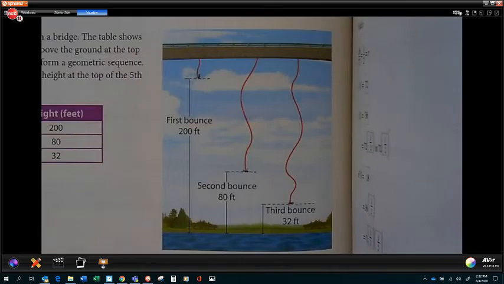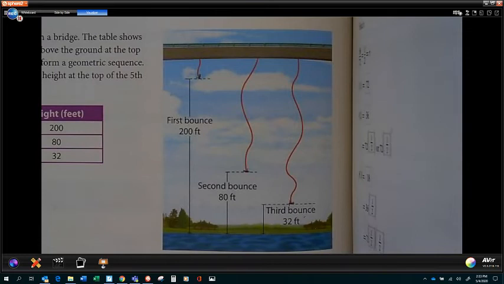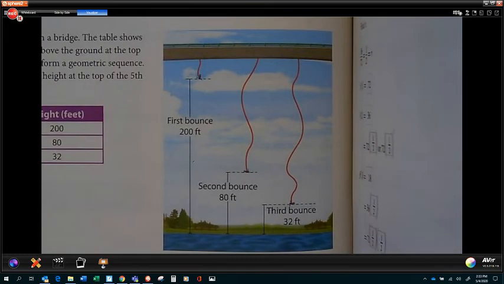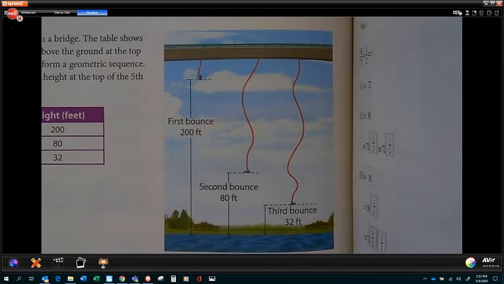Now here's a perfect example of a geometric sequence in context. If somebody was bungee jumping off of a bridge, you'd go down and your first bounce would snap all the way back up here, then your second bounce would snap up to here, and then the third bounce would snap up to here, and your bounce would slowly go down until you're just hanging by the end of the bungee cord.